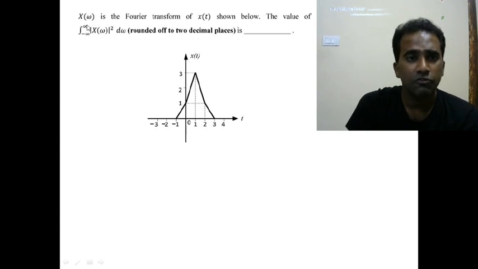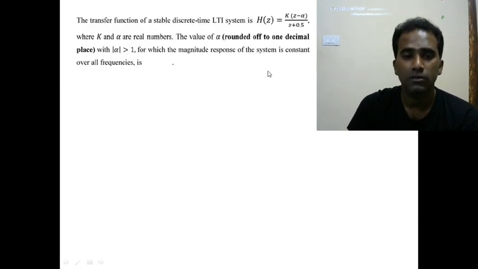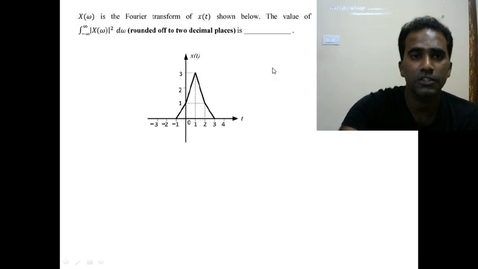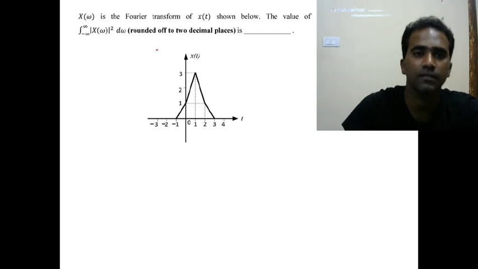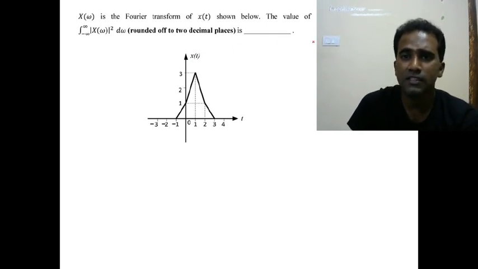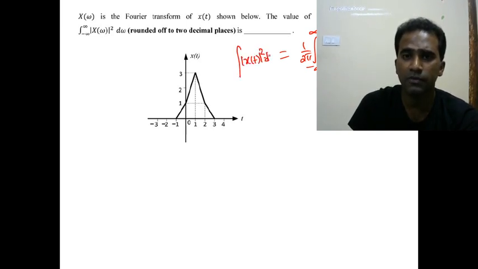Here they are asking us to find mod X of omega whole square. Immediately you should get the idea that they are talking about the energy theorem. Whenever a signal is squared and integrated, it means they are talking about energy. They have given the time signal, but they are asking us to find the integration of mod X of omega whole square d omega. So now let us get the property. 1 by 2 pi times the integration of mod X of omega whole square d omega is the same as the energy in the time domain, which is the integration of mod x of t whole square dt.